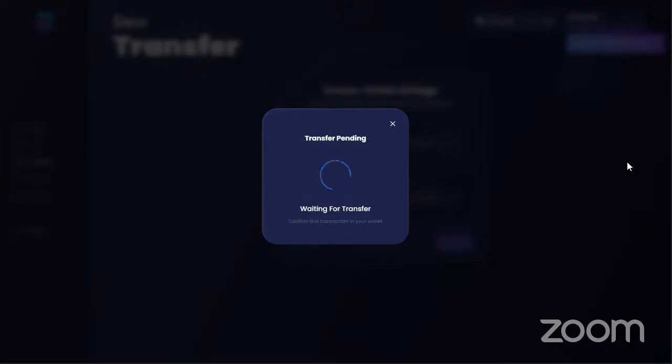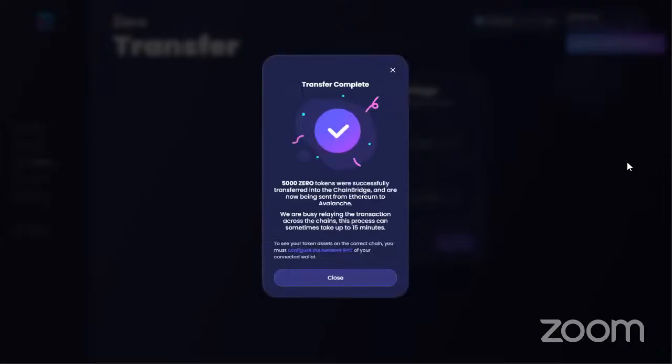People are so used to using MetaMask and saying, do I want slow, medium, or fast for my transaction? Oh, and by the way, there you go. 5,000 tokens were just transferred into the chain bridge and are now being sent from Ethereum to Avalanche, right? So we are busy relaying the transaction. It can take up to 15 minutes. Generally speaking, it goes quite a bit faster. I'm going to switch networks and do a couple of Hail Marys and hope that it popped over in a minute.